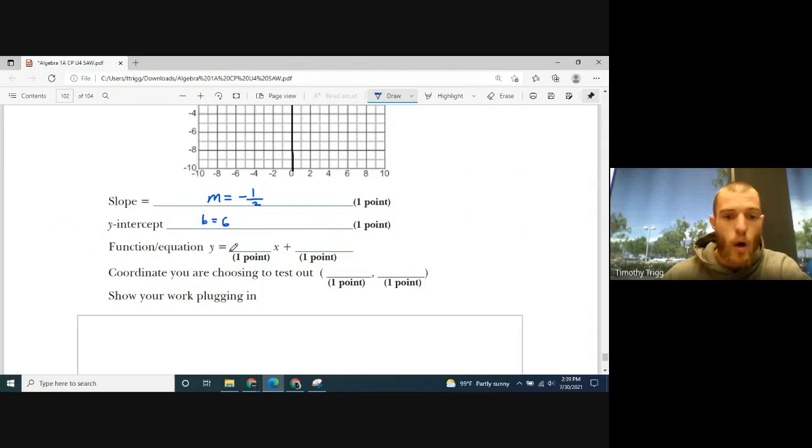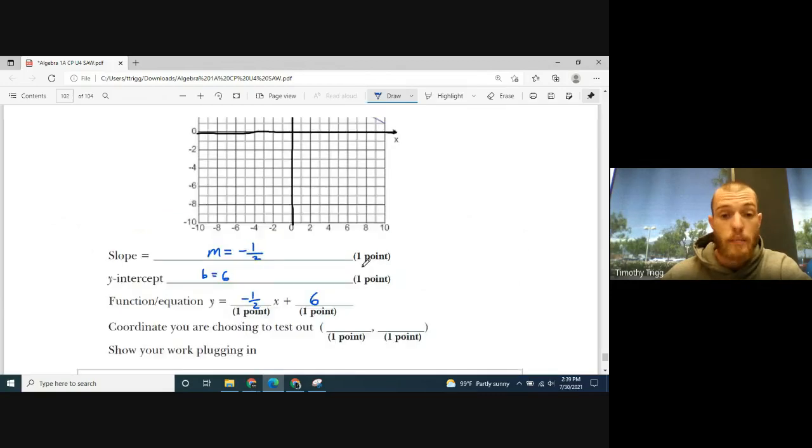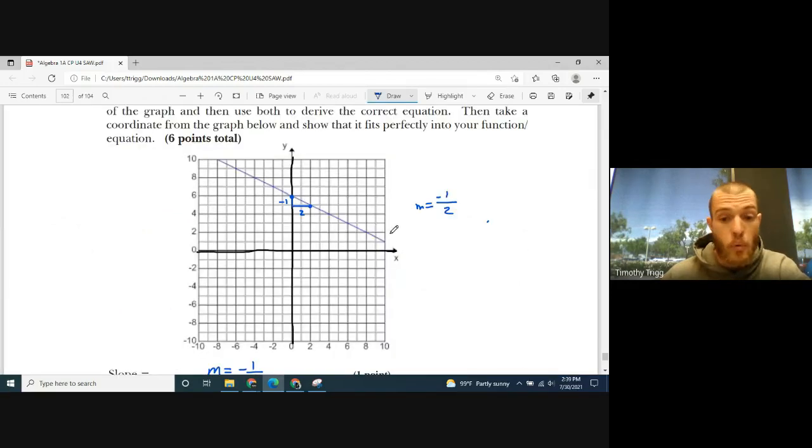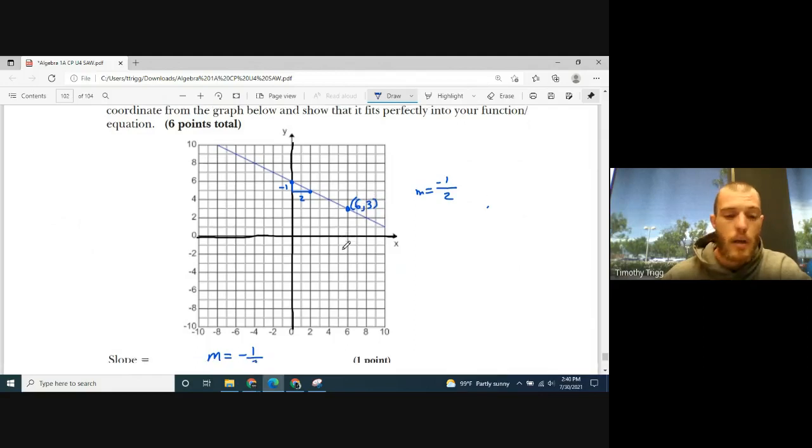So our equation is y equals mx plus b. Now we need to pick a test point to make sure it works, and we can use any point on the line once again. Maybe I'll choose this point this time. So this point is 6, 3. And we just need to make sure that this point works in this equation.